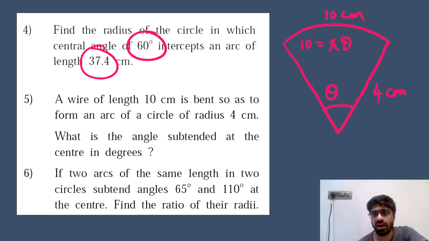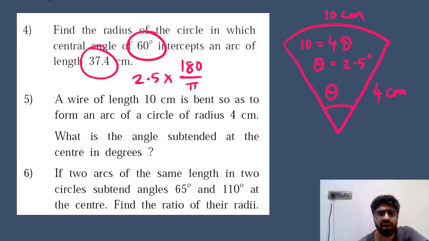S being 10, R being 4. We have theta as 10 upon 4. That is 2.5 radians. And 2.5 radians, if you want to convert an angle in radians to degrees, you simply multiply that angle with 180 upon pi. So we have the angle in degrees as 2.5 into 180 upon pi.